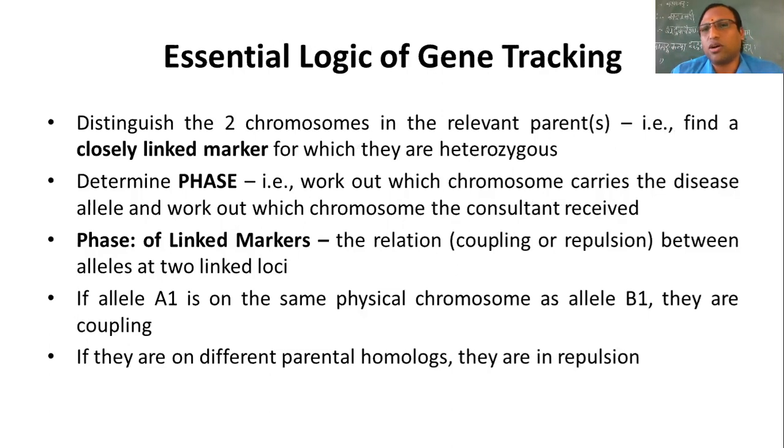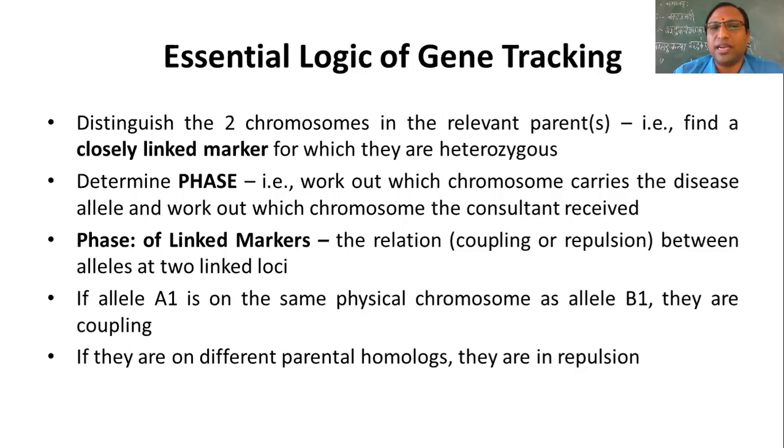So the essential logic of gene tracking is to distinguish the two chromosomes in the relevant parents, that is, find a closely linked marker for which they are heterozygous. That means a closely linked marker very nearby, from the parents, that can be used for both the parents and then for the baby. Then determine the phase. Phase means working out which chromosome carries the disease allele, and which chromosome the consultand receives. So that is important.